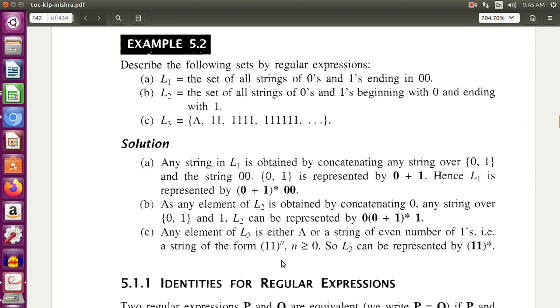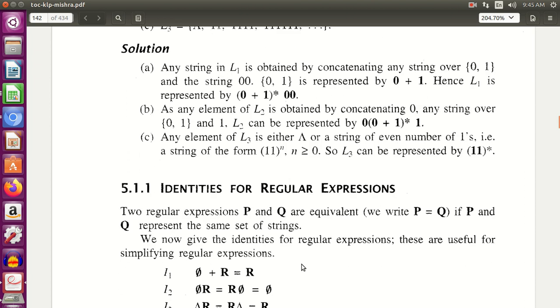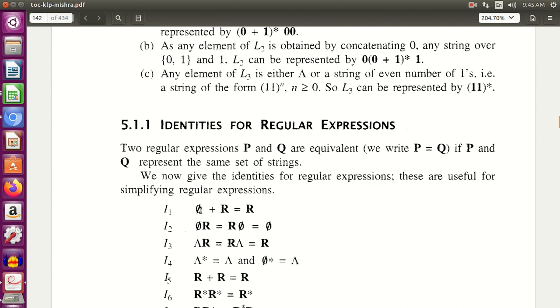So now we can move to some identities associated to regular expressions. Some rules and some identities which you should always remember related to these regular expressions. First is epsilon, null plus r is equal to r. Null concatenated with r, or r concatenated with null, will always give you a null. Lambda r lambda is going to give you a r, see, look at this difference. So do not get confused.